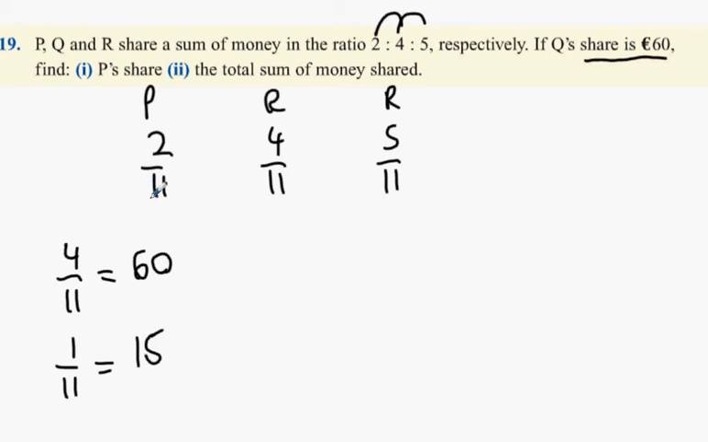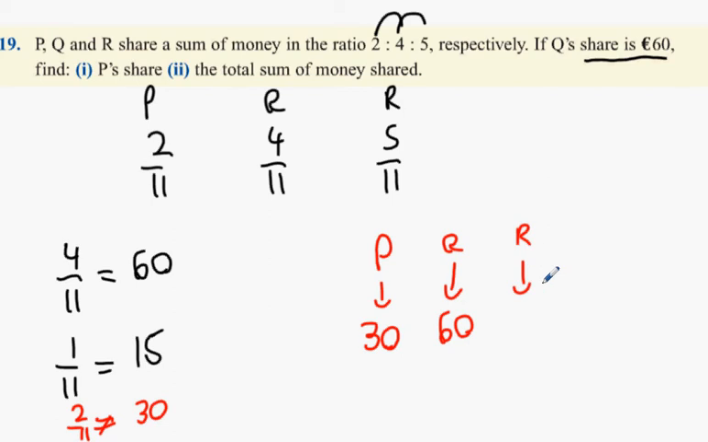Now you have to find out what 2 11ths is. So what's 2 11ths, guys? Multiply it by 2 and what do you get? 30. You get 30 for P. Q gets you 60. And what does R get you? 75, because 5 11ths is 75. So what's the total money we shared then? You can add them all up together and you get 165. 165 euro. We good with that?